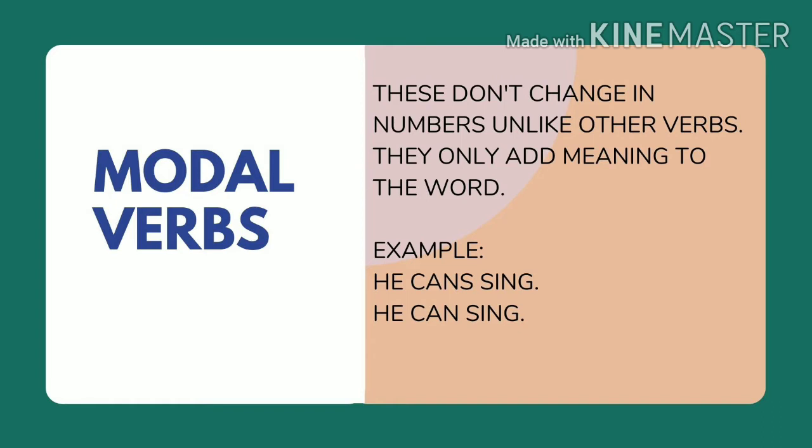For example, he can sing. He cans sing. So, the second sentence is wrong because we have said they don't change in number. So, we are going to use he can sing.